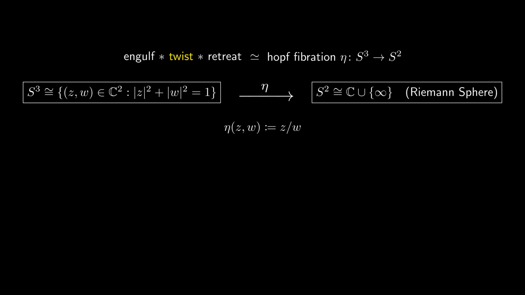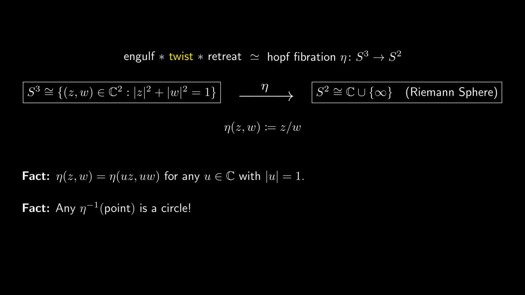Something interesting about eta here is that multiplying both of your complex numbers by, say, i, does not change the result, since you can just cancel the i on the top and bottom of the fraction. In fact, you could do this with any complex number, though we do need to restrict to unit complex numbers if we want to stay in S3. But by choosing different complex numbers u on the unit circle, we get a whole circle of different points in S3 that all map to the same point in S2. And in fact, this is all of the collisions that we have. So the preimage under eta of any point in S2 is just a circle like this.